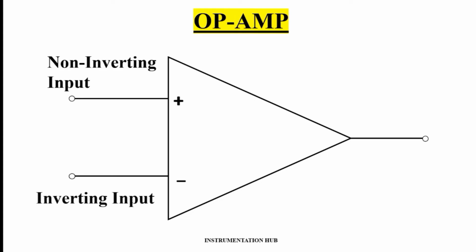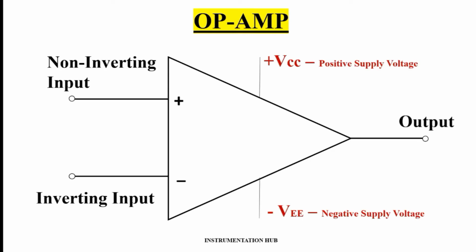The OPAMP takes action according to the input provided to these terminals. As per the input, it will give the desired output. Also, the OPAMP has two additional terminals, which are the supply voltage terminals. The upper terminal is plus VCC, which is used to provide the positive supply voltage to the OPAMP, and the other one is minus VEE, which provides the negative supply voltage to the OPAMP.